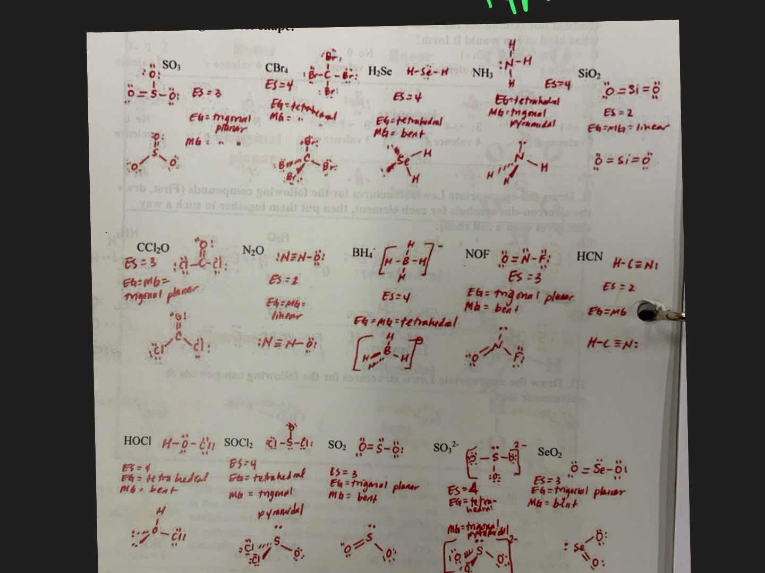That's bent and linear? For which one? NOF? Yeah. The electron geometry is trigonal planar because there's 3 regions. And then it's bent because there's only 2 bonded atoms, and then there's one right here causing them to bend down. Even though there's a double bond, the double bond doesn't matter, it's still one region, because it's in the same area, right?